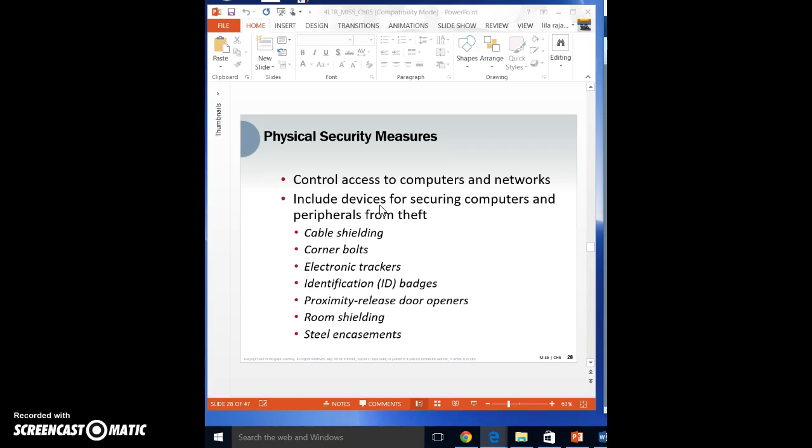Proximity release door openers are also an effective way to control access to the computer room. A small radio transmitter is placed in the authorized employee's ID badge, and when they come within a predetermined distance of the computer room, the door opens. Also, room shielding, a non-conductive material which is sprayed in the computer room, which reduces the number of signals transmitted to the computer room. Also, steel encasements, which fit over the entire computer, and it can also be locked.